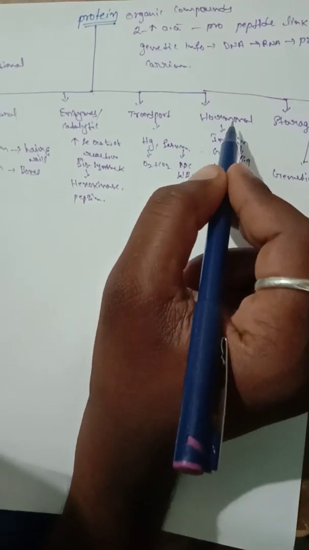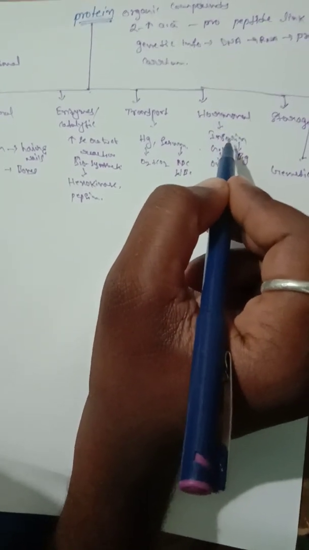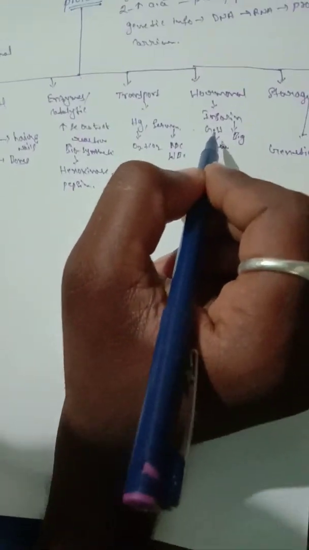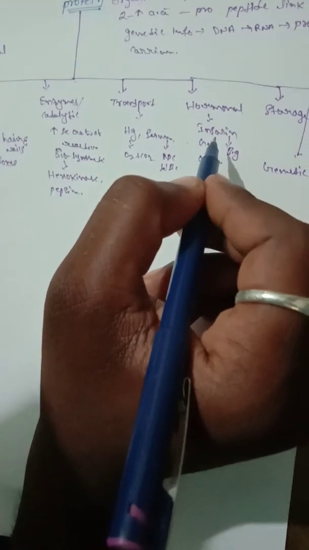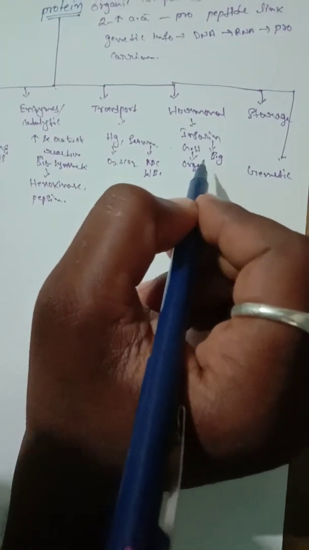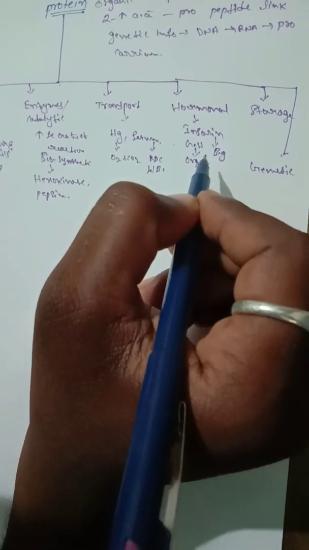The hormonal proteins examples are insulin and growth hormone. Insulin is synthesized from a protein, and growth hormone is also synthesized from a protein. So they maintain the organ size, shape, structure, as well as the blood glucose level.